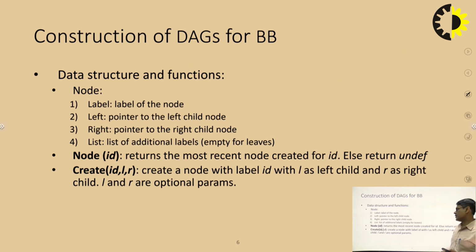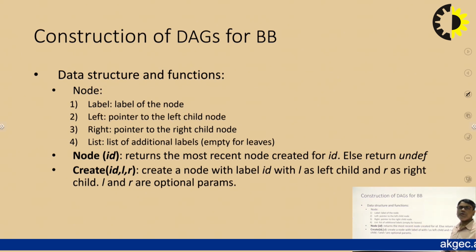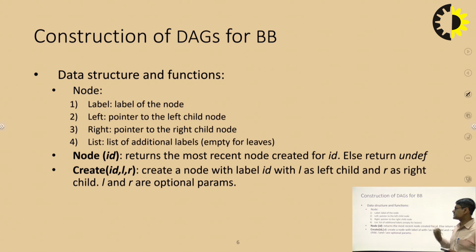There are two particular functions used for generating that directed acyclic graph. One is node ID. Whenever you are creating any particular leaf or node, we are using node ID. Initially, its value is undefined and empty. When we just associate some value with that, or any variable is associated with the node ID, then it is basically node. So return the most recent node created for ID, else return undefined, because when there is no value, it is undefined. When you are putting some value, then it is defined.